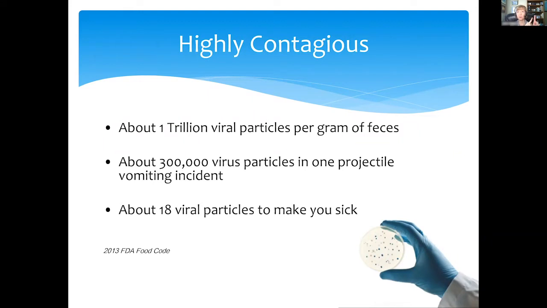That is a 10, and if you put 12 zeros, a 1 with 12 zeros behind it, that is a lot of pathogens, and that's in 1 gram of feces. What does a gram look like? It's about the size of a third of a raisin. So, obviously it's easily transmitted in feces.